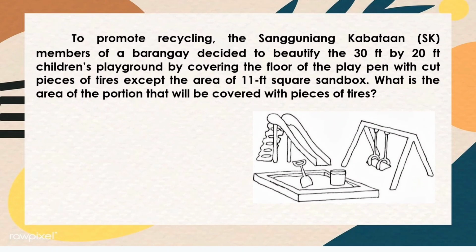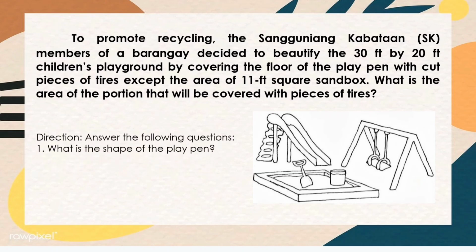So let us read this problem. To promote recycling, the Sangguniang Kabataan or SK members of a barangay decided to beautify the 30 feet by 20 feet children's playground by covering the floor of the playpen with cut pieces of tires except the area of 11 feet square sandbox. What is the area of the portion that will be covered with pieces of tires?